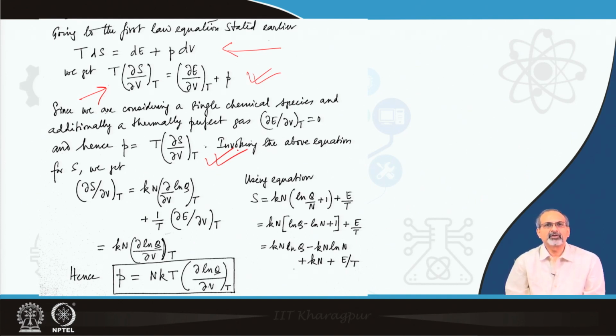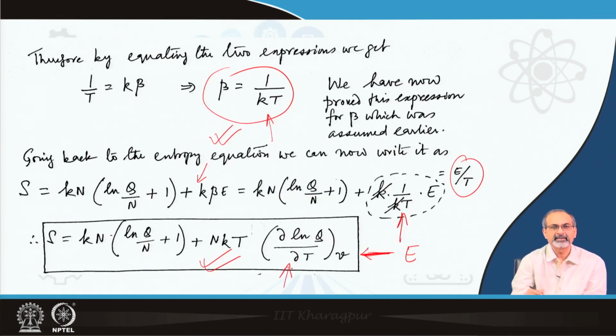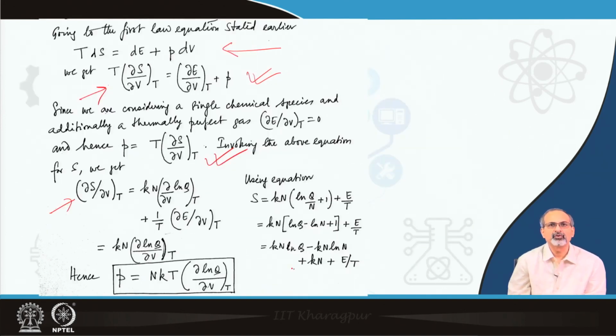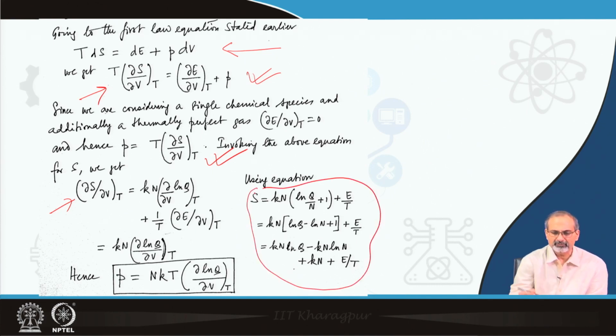Invoking the above equation for S, we get this form. The above equation for S, the one that we left behind in the previous slide, is the one we are referring to. So, that is the one we invoke over here, and we are taking a derivative of that equation. That equation has been expanded in this form for your convenience, just to establish which are the terms you should be looking for when you take the derivative.